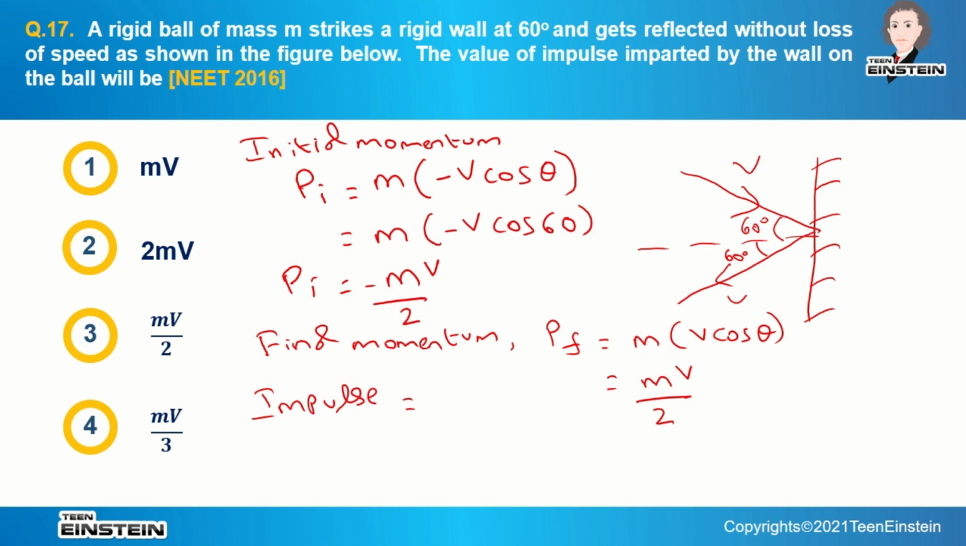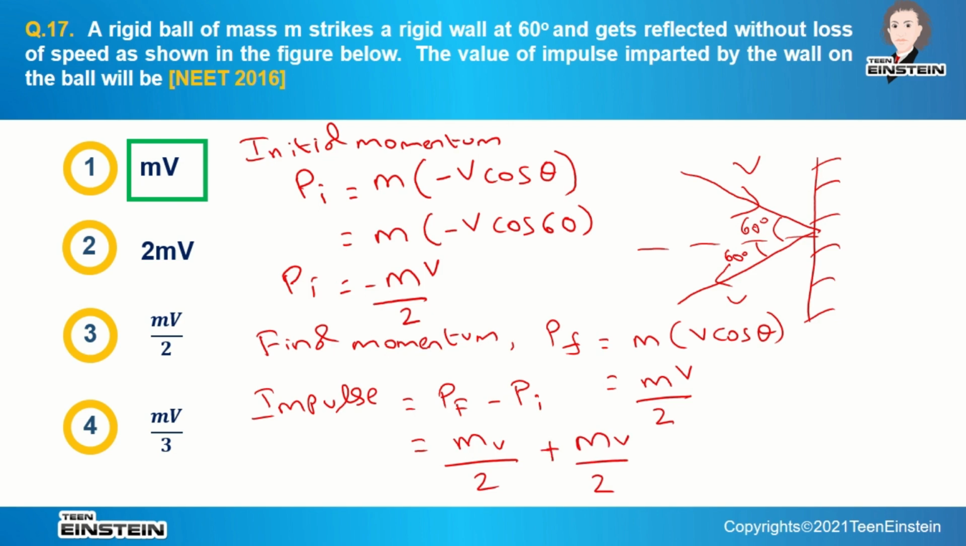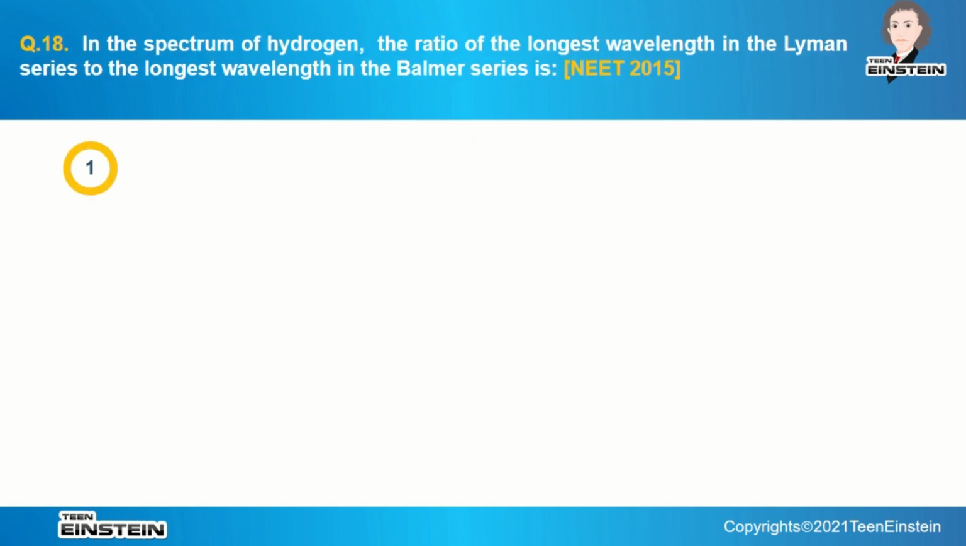So now you have to find out the impulse which is being imparted by the wall on the ball, which is given by the difference of final momentum and the initial momentum. So it will become mv by 2 minus, okay, this will become plus, because initial momentum is minus mv by 2. So if you solve this, you will be getting mv. So the correct answer is option 1. The impulse imparted by the wall on the ball is mv. Okay, so now let us move on with the next question.